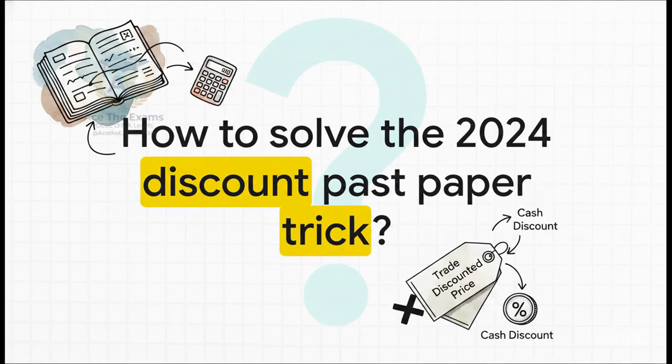It's simple. Always deduct the trade discount first from the list price, period. Only after you do that do you apply the cash discount percentage to that new lower subtotal. If you accidentally apply both percentages to the original starting price, your T accounts will just never balance.